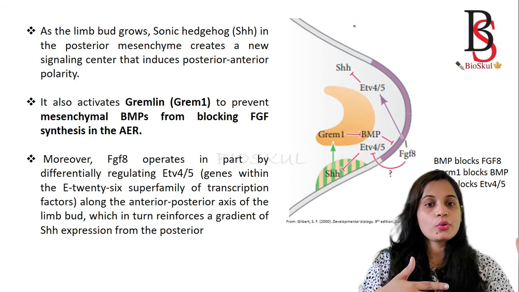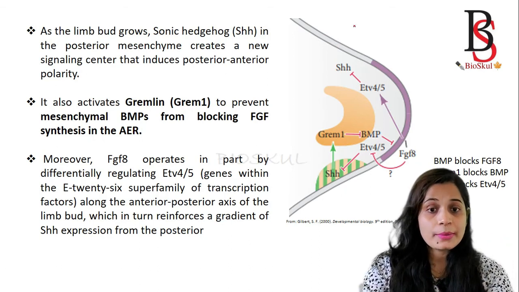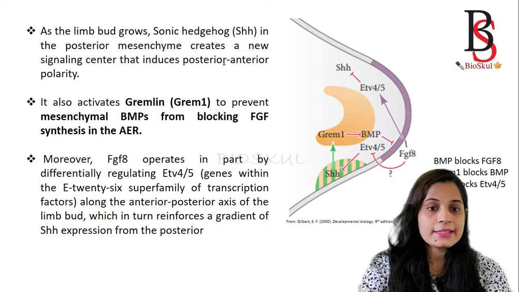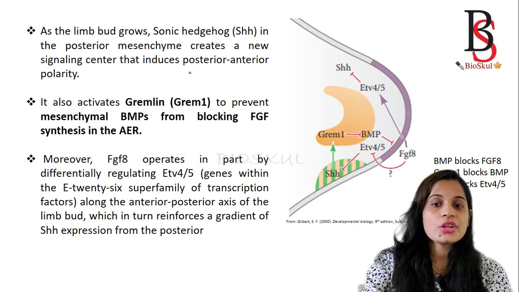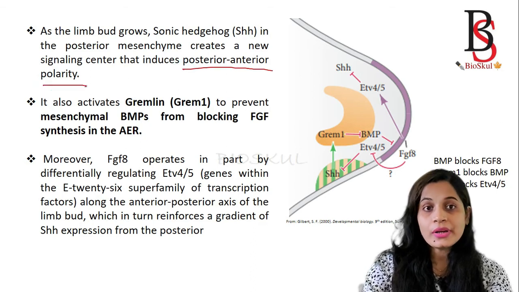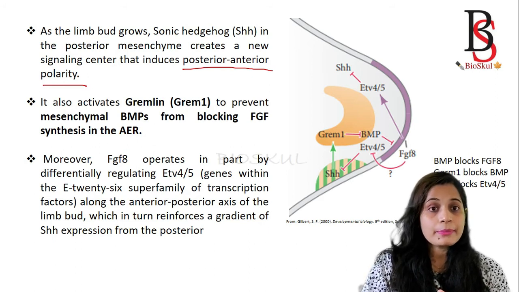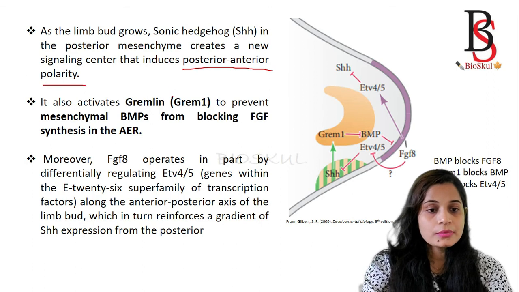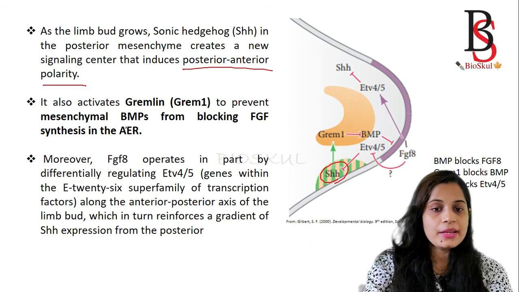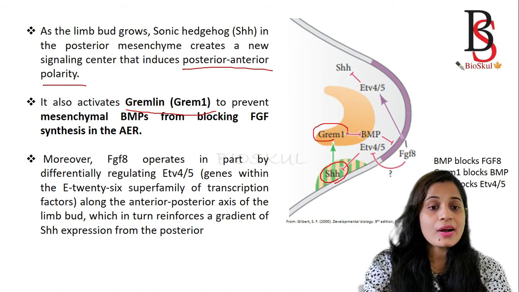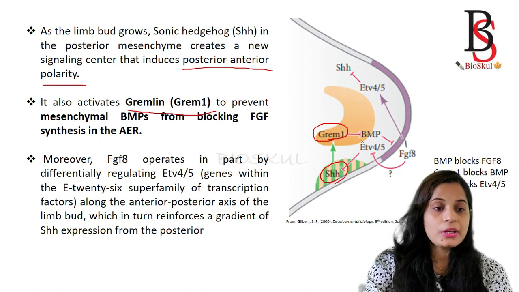So as the limb bud grows, the sonic hedgehog protein in the posterior mesenchyme creates a new signaling center that induces the posterior anterior polarity. So how does it induce the formation of the anterior posterior axis? Let's see. First, the sonic hedgehog protein in the posterior end will activate gremlin, which is represented by GREM1. Okay, it will activate the gremlin. Once the gremlin is activated, it will block the BMP. It will inhibit the BMP, bone morphogenetic protein.